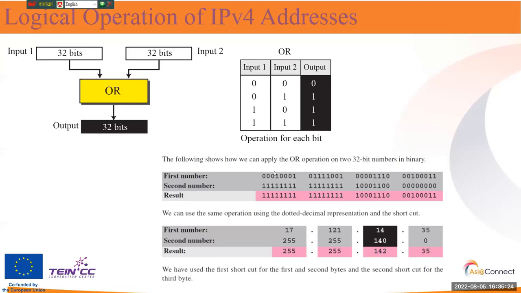Sir, the question was, what is the purpose of the OR operation? Okay, what is the purpose of the OR operation? We will discuss this later, because we will use this OR operation, so in that case you need to be clear. I will just show how the OR operation is performed. For the OR operation, we need to take the first number and second number, whichever is larger. That means 255 is larger, and in that case 35 is larger. But for the third octet, 14 and 140, we need to convert to powers.